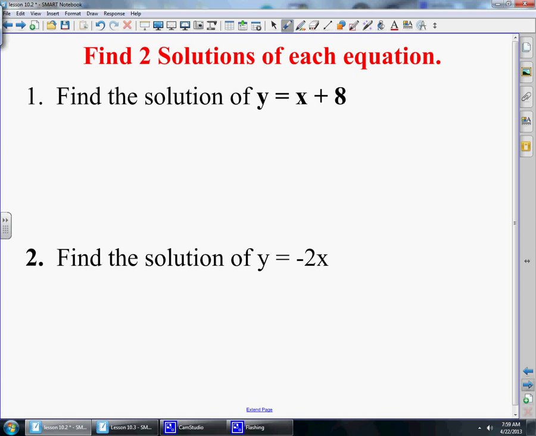We want to find 2 solutions of each equation. So why don't you pause the video and try these on your own and see if you can come up with two solutions. Okay, welcome back.